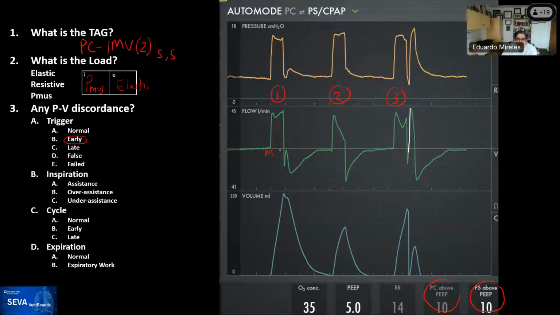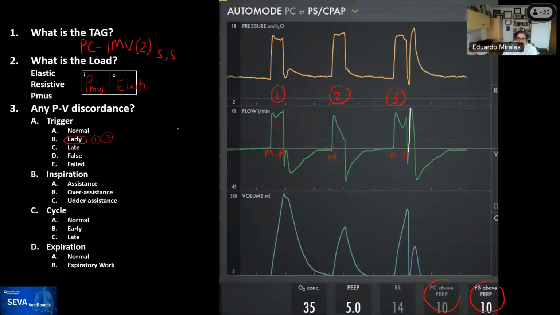And then the last one is again mandatory, but now I see evidence of patient activity. So this is an early trigger on the first breath and the third breath. So that's absolutely correct for those that recognize that. And then you remember that once you see an early trigger, that will generate a series of other abnormalities.